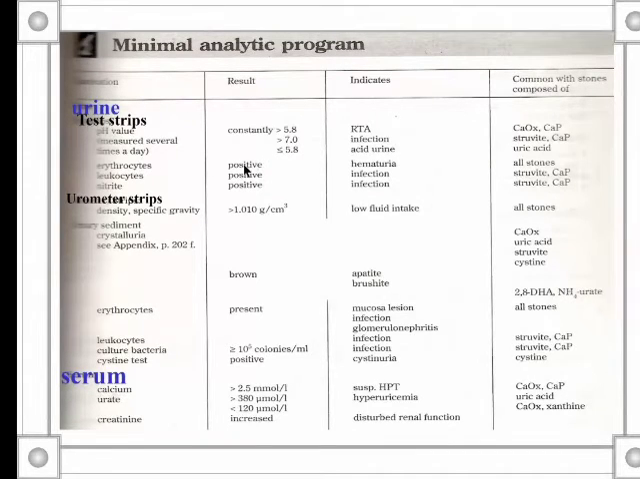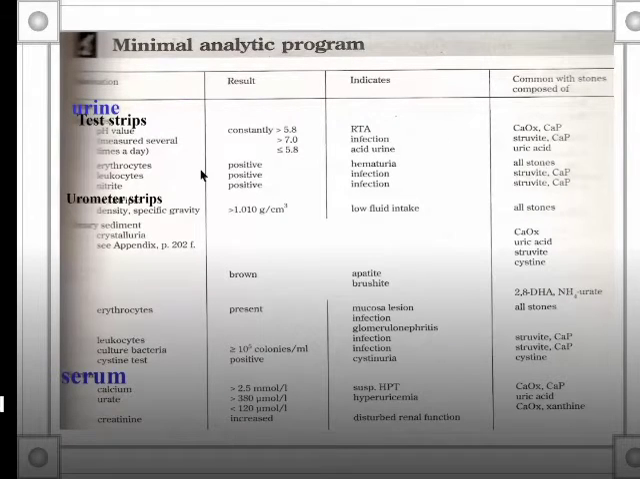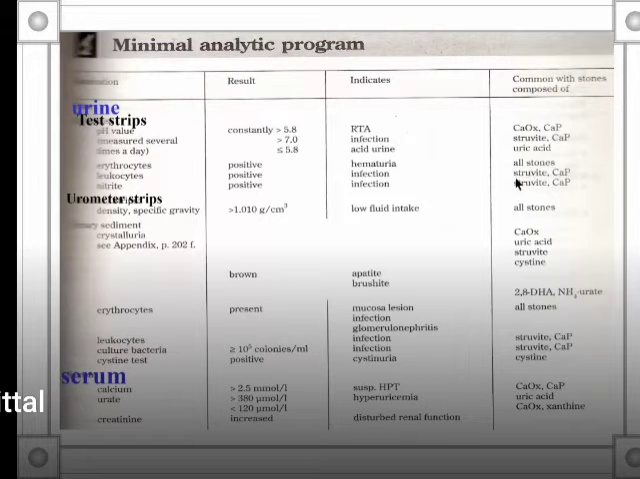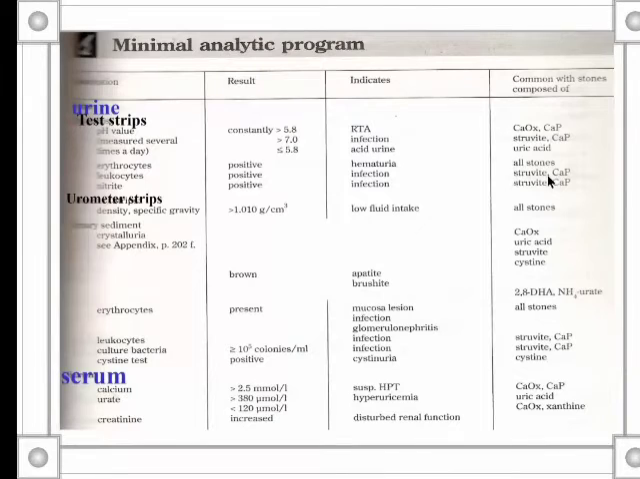And persistent erythrocytes means there is hematuria, so all stones can present with hematuria. If leukocytes, it means there is infection and it is an infected stone. If nitrite, it also suggests infection. So leukocytes and nitrite will say that this is due to infective stones. And at the same time, you have to treat the infection. Urine culture will find out which microbes are there.